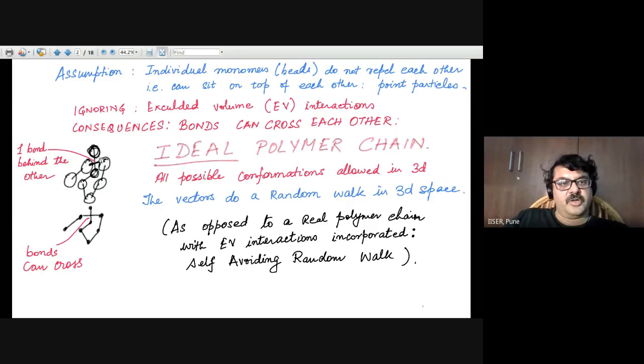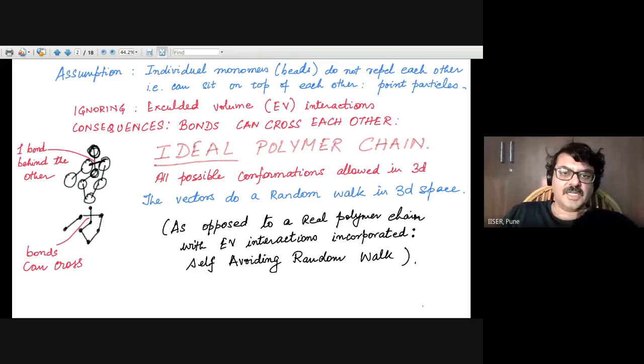And normally, if you have a real polymer, it's possible that this bond cannot cross this bond on top, right? It would be hindered by the presence of other monomers, which will not allow it to pass through each other. But in the ideal polymer chain model, you have basically point particles as monomers, and the bonds can cross. So this is why it is called the ideal polymer chain.